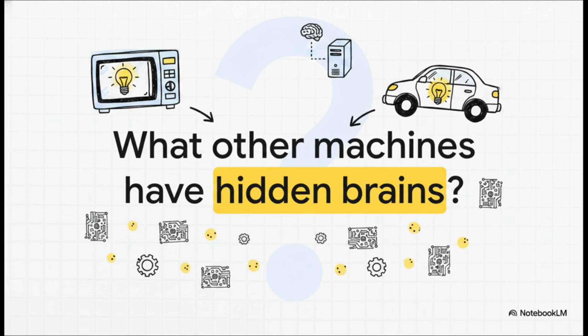We know the CPU is the brain of the computer system, but as technology advances, what other everyday machines around your house might have hidden brains of their own? Maybe your microwave? Your car? Keep your eyes open because computers really are everywhere.